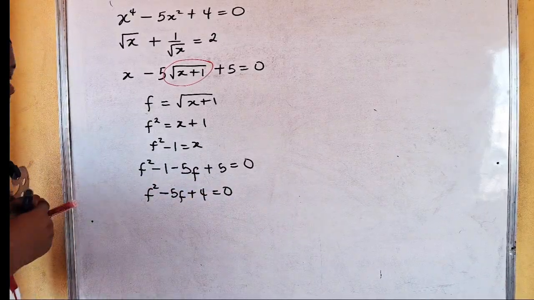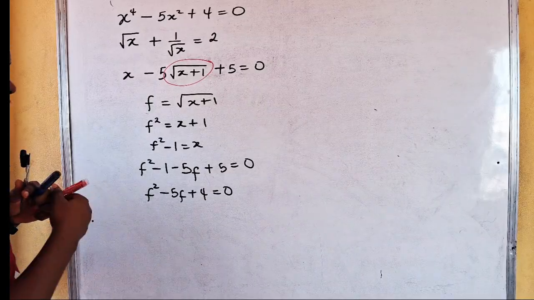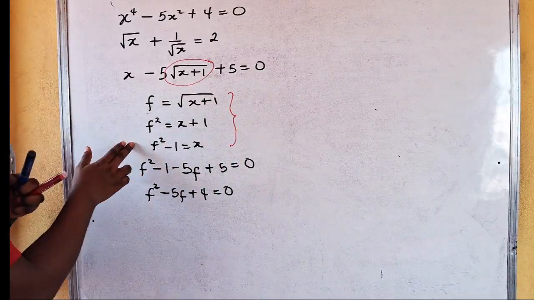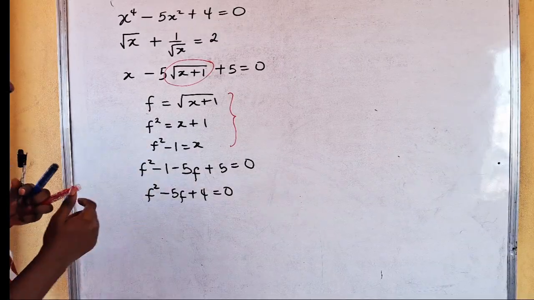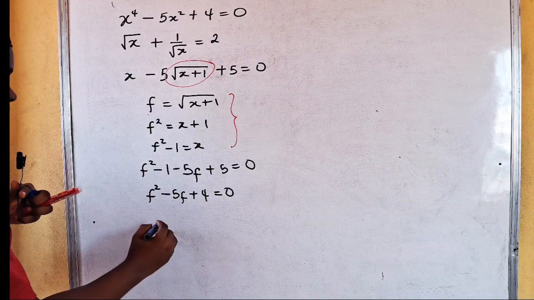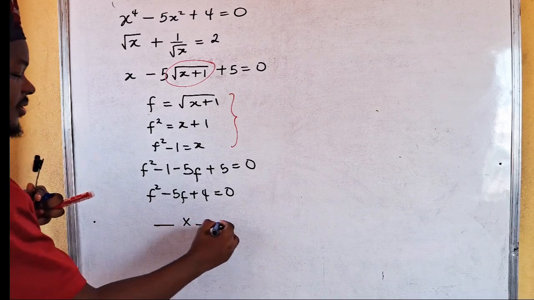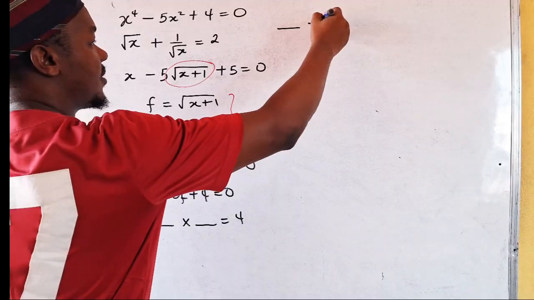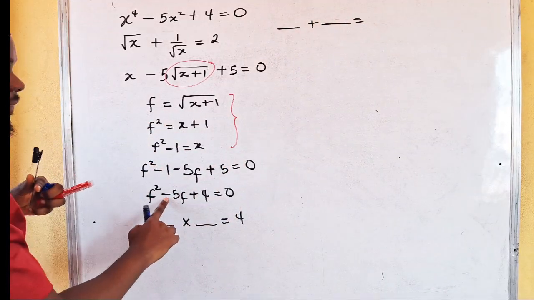So here again, I have a simple quadratic. But for this, I had to do a little longer to establish our substitution. So now we have this. We solve this the same way we'll be solving other ones. So dash times dash gives us 4. Then dash plus dash gives us what? Minus 5.